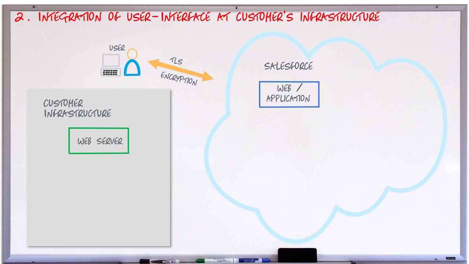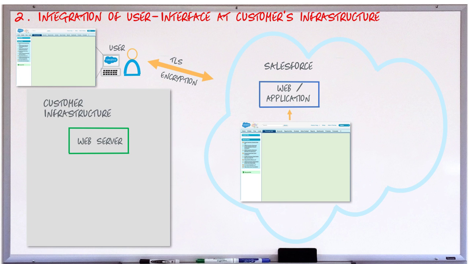In this example, Salesforce creates a web page with an empty section, which is in green color in this presentation. Salesforce then sends the web page to the user. The user web browser receives the web page with the empty section. The empty section of the web page is an iframe, with instruction for the web browser to get another page from a web server at the customer infrastructure.